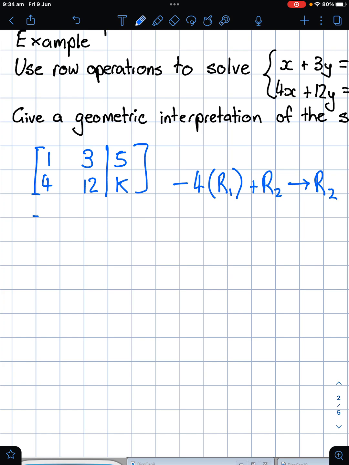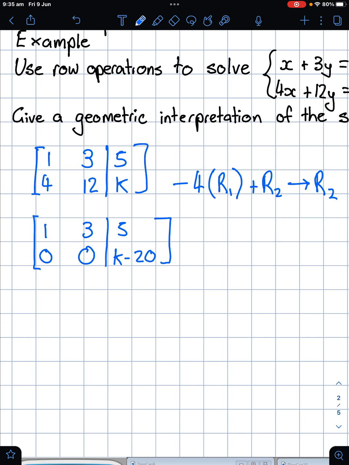So we'll look at this and our top row hasn't changed: 1, 3, 5. And then we've got -4 times 1 gives us -4, plus 4 gives us 0. We've then got -4 times 3 is -12, plus 12 gives us 0. And then our next entry is going to be -4 times 5, which gives us -20, so we're going to have k minus 20.